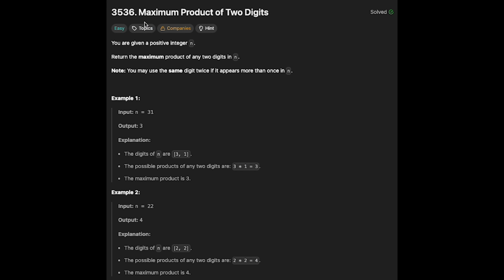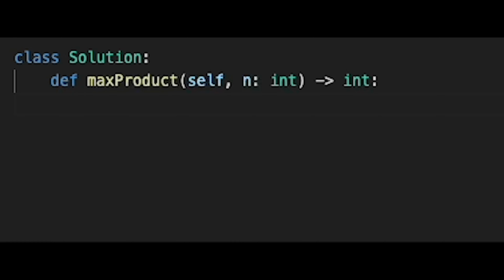Hey everyone, so today we are going to solve the LeetCode question Maximum Product of Two Digits. Okay, this question is so easy, so let's jump into the code directly. I'll show you two solutions.